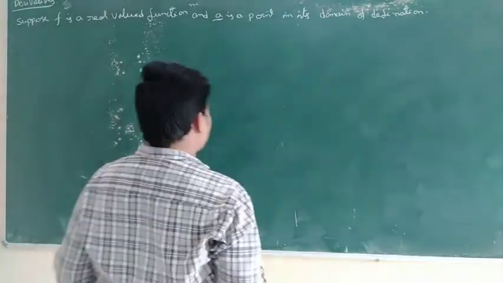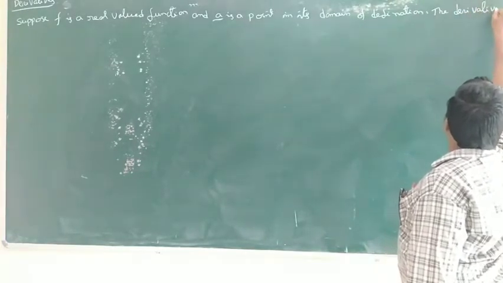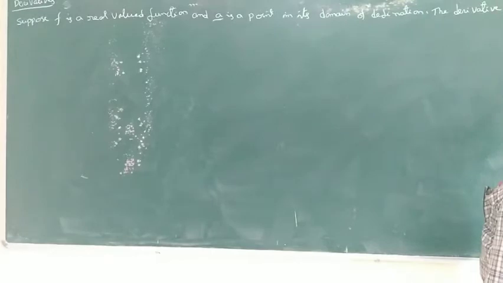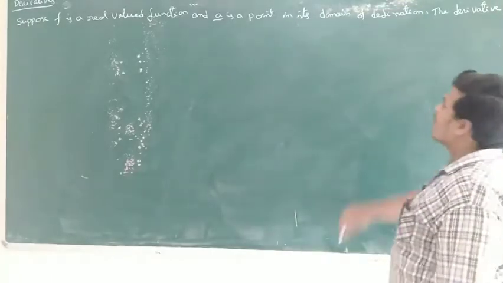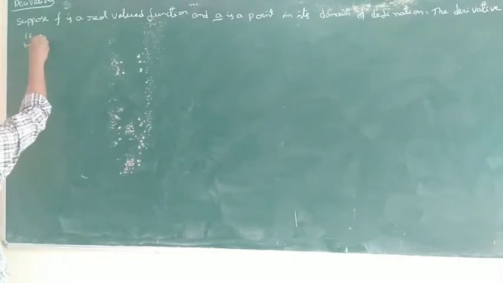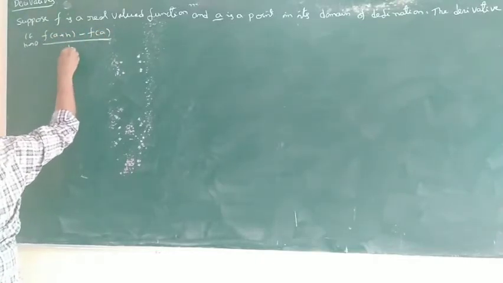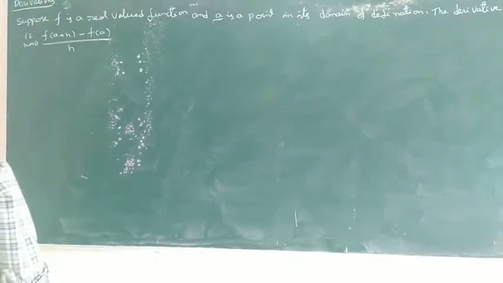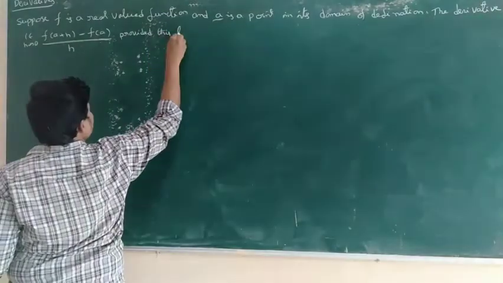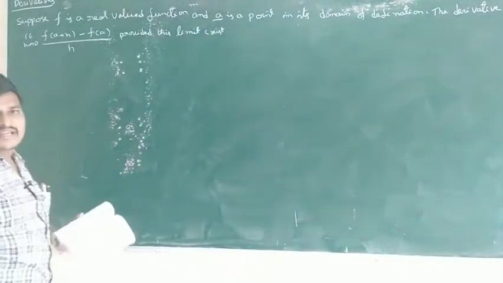So the derivative of f at a is defined by the limit as h tends to 0 of f of a plus h minus f of a, by h, provided this limit exists.